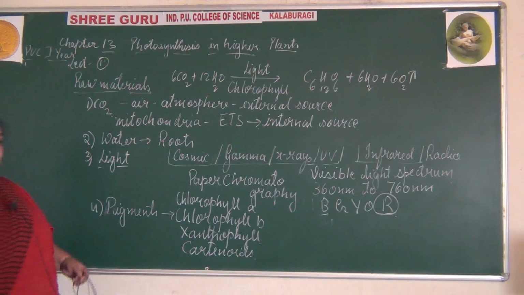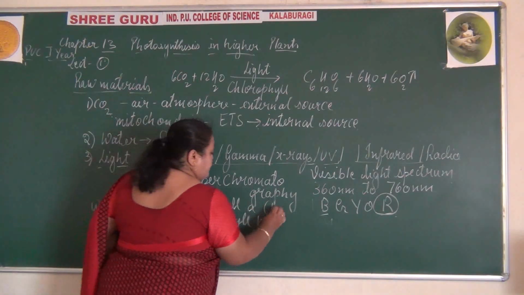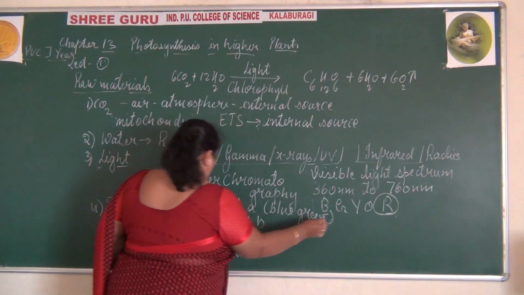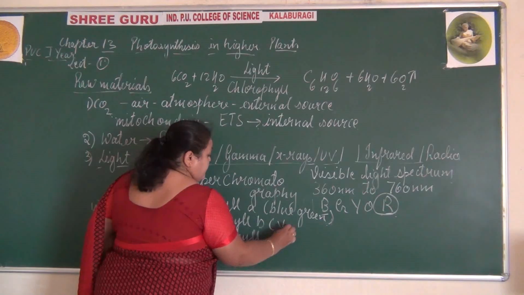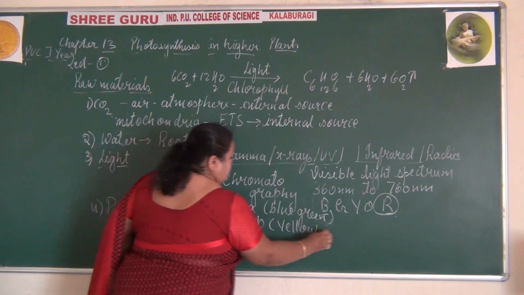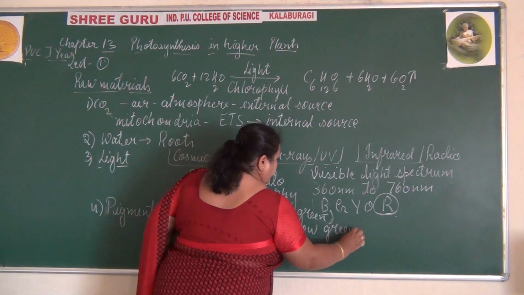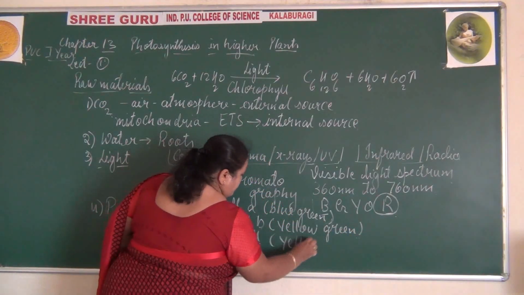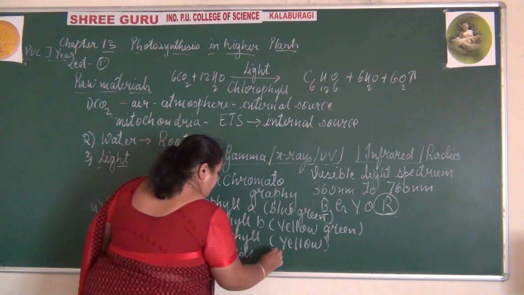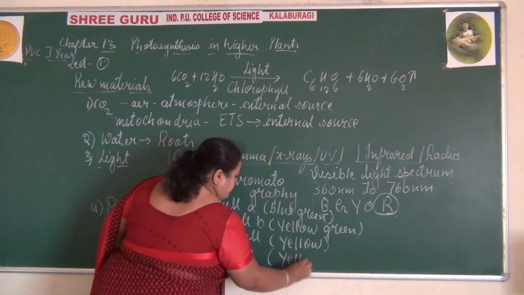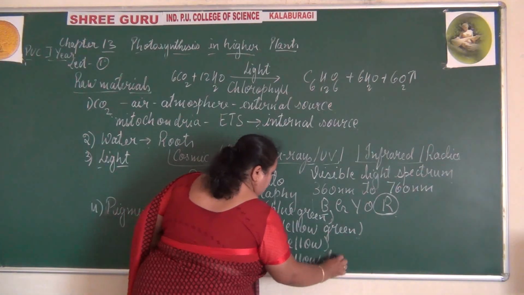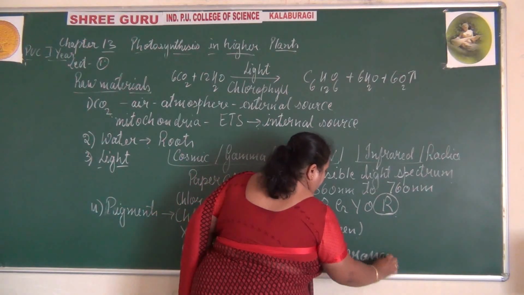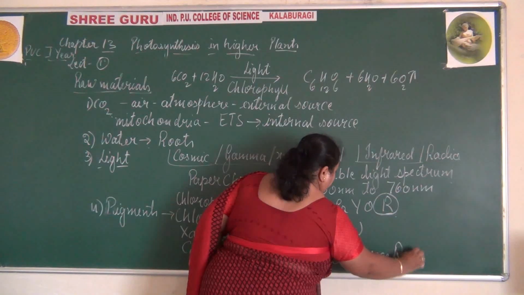That is, chlorophyll A, which is blue-green in color, chlorophyll B, yellow-green in color, xanthophyll, yellow, carotenoids, yellow to orange, red.